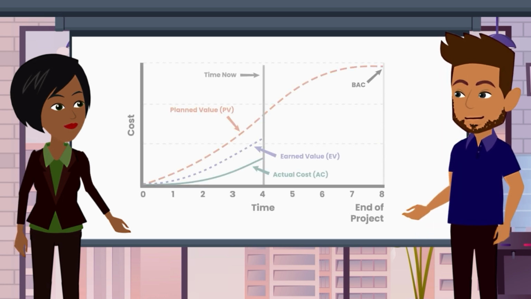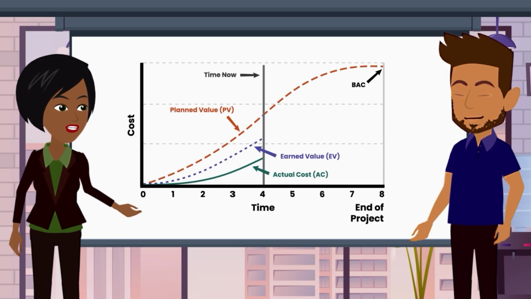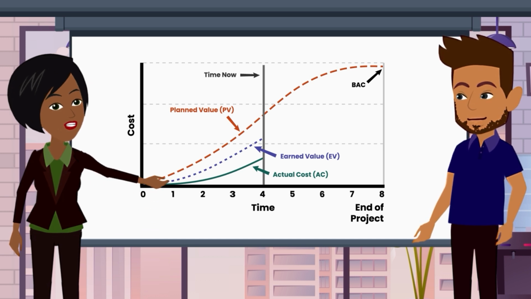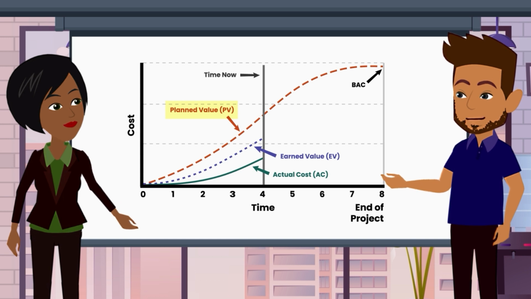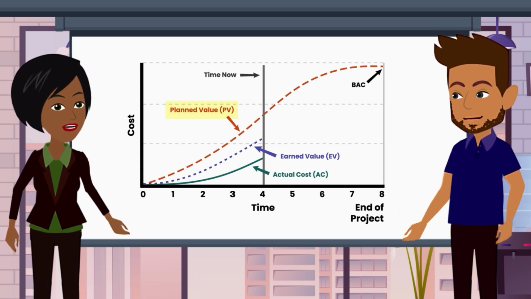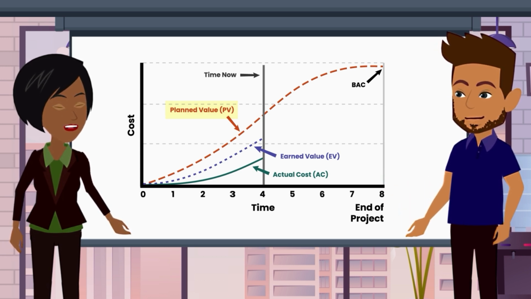Let's look at a graph. Which one of the three lines starts at 0 and goes all the way to the end of the project? The dashed line is called planned value? You got it! PV is the contractor's plan, which establishes the baseline for which all progress is measured.